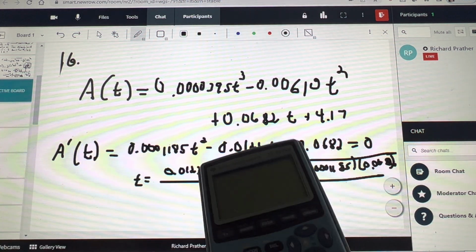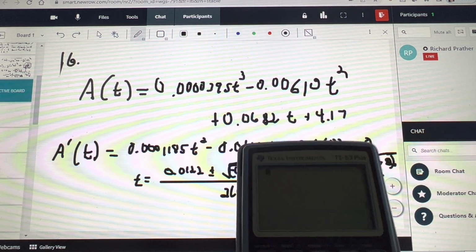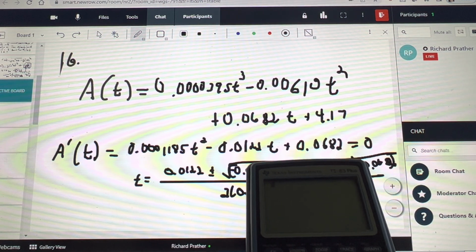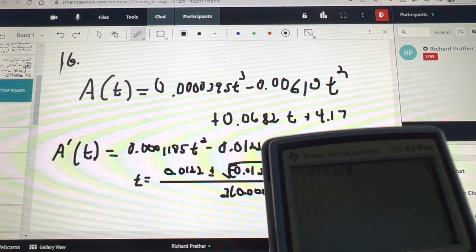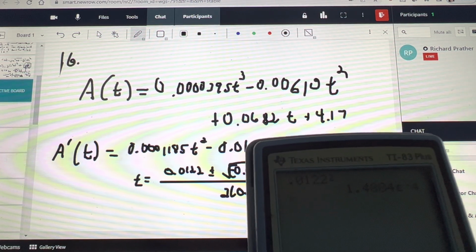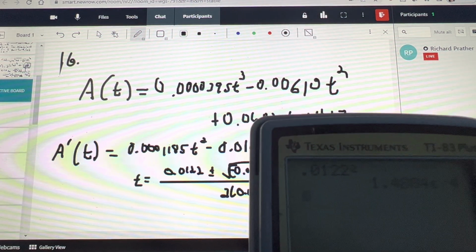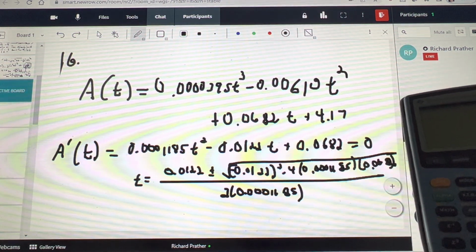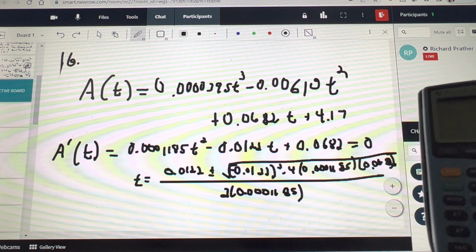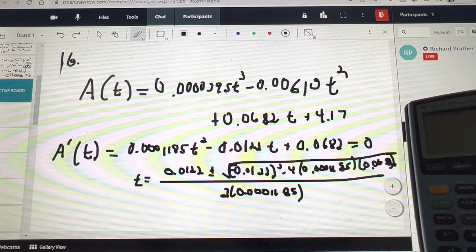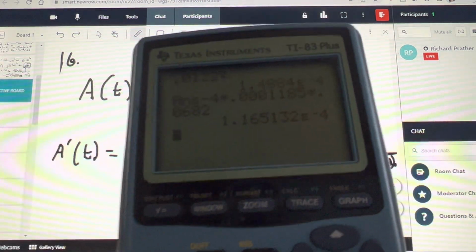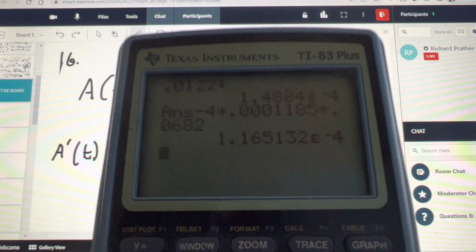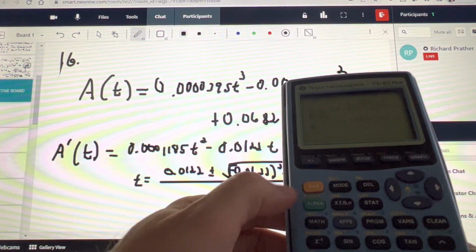And with graphing calculators especially, this isn't too bad to do with all these messy decimals. So inside the radical, I've got 0.0122 squared. Whether I do it positive or negatively, it's going to be positive. And that's a really tiny number there. But then I could hit minus 4 times 0.0001185 times 0.0682. So this is the inside of the radical right here, and it's so small it's put into scientific notation.